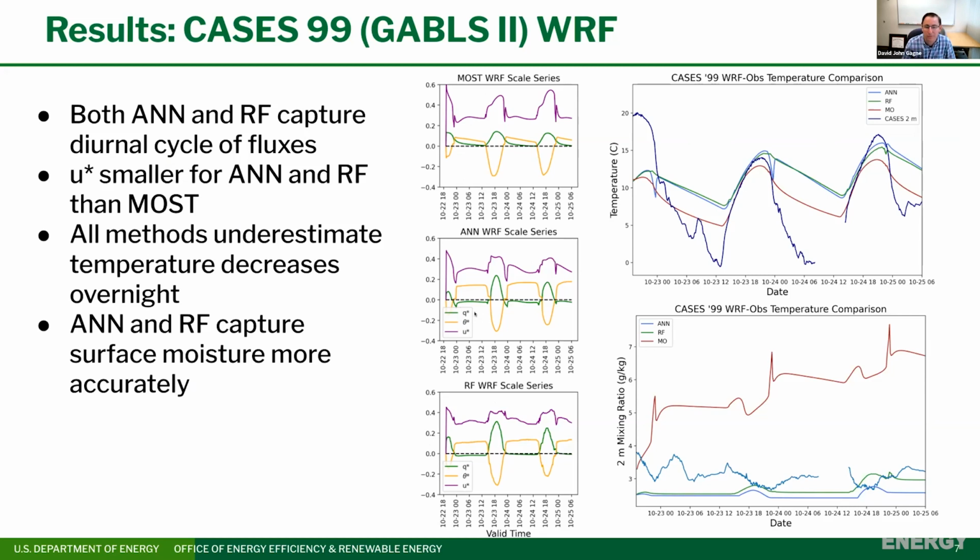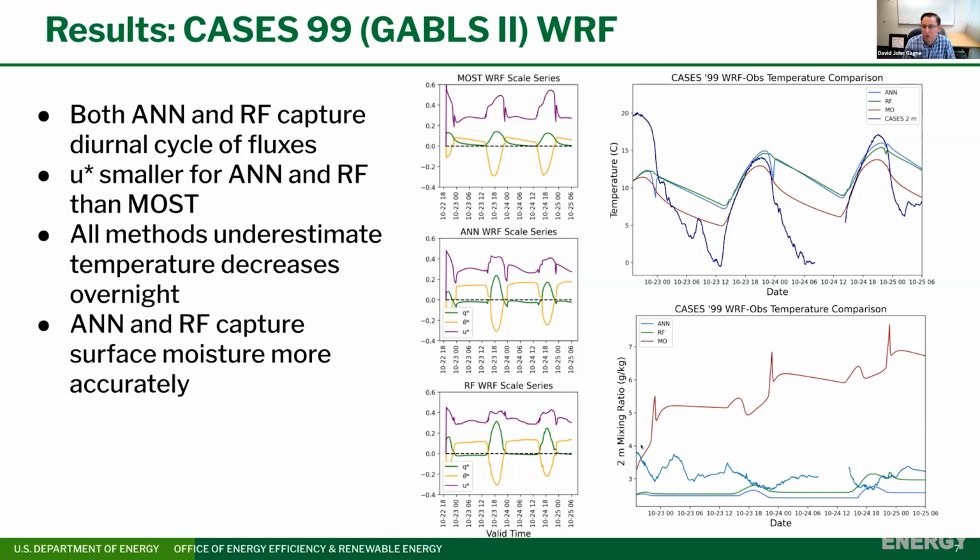They also have a slight negative q-star at night, but then revert to a positive value during the day, whereas with the current Monin-Obukhov setup in WRF, it basically tapers the q-star down to zero at night and then increases it during the day. Compared with observations, I'd say that the machine learning models at least seem to be a little bit closer on temperature and on moisture during the day.